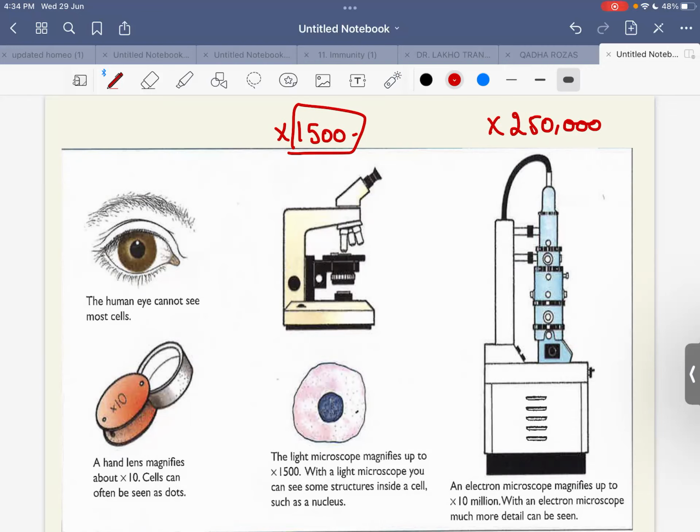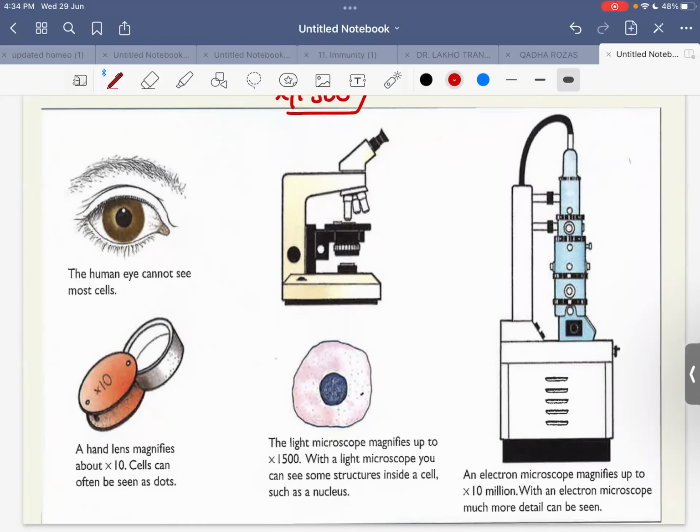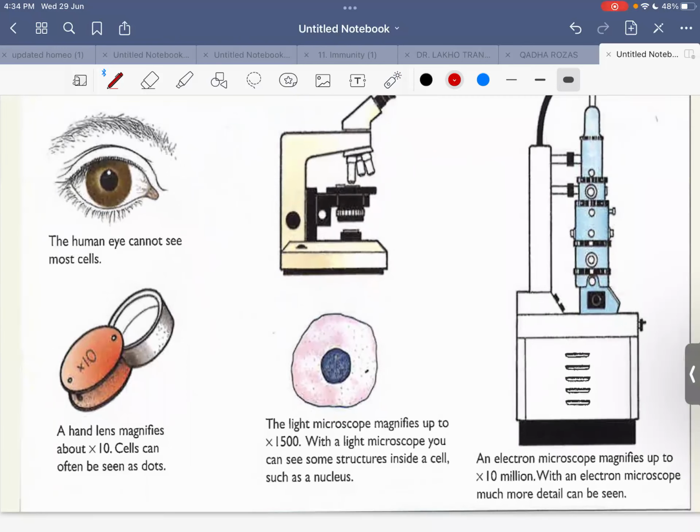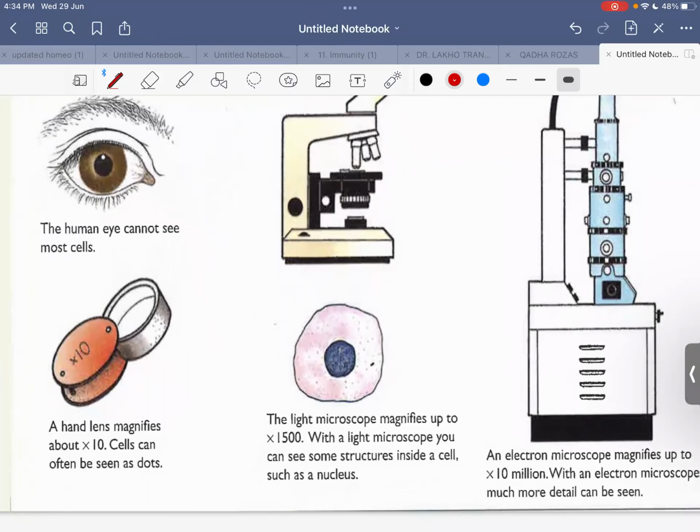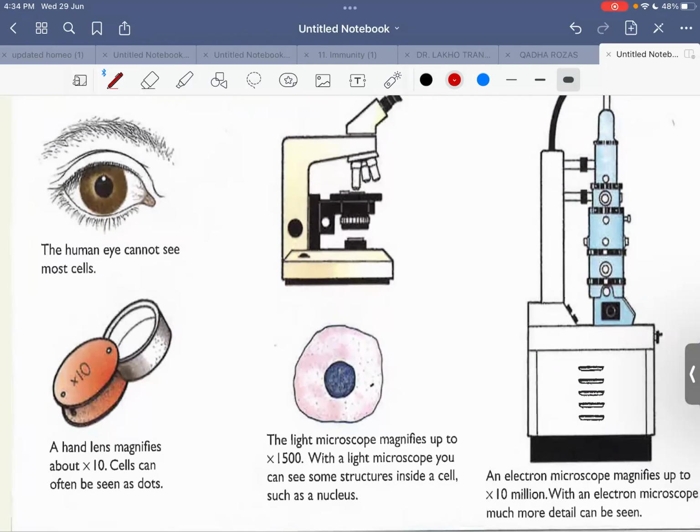So this means an electron microscope will enable you to get far greater detail as compared to a light microscope. Even before the invention of the light microscope, the way by means of which people could see objects by magnifying them was the simple use of a magnifying lens, which could magnify roughly around 10 times.